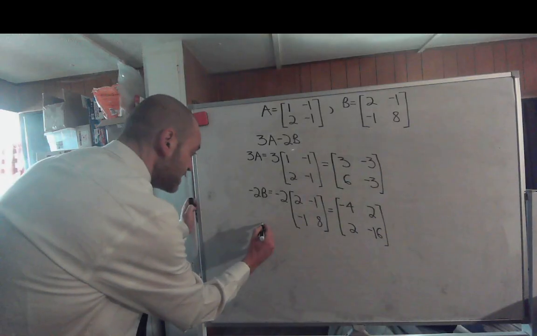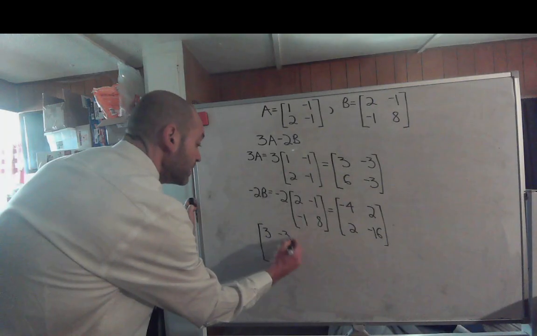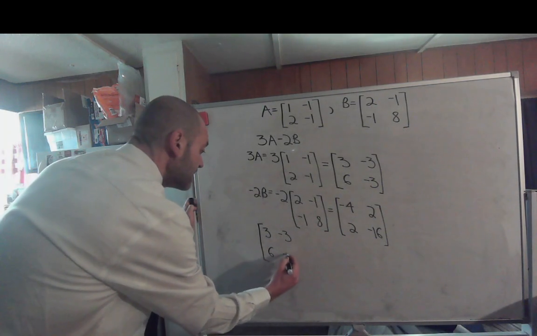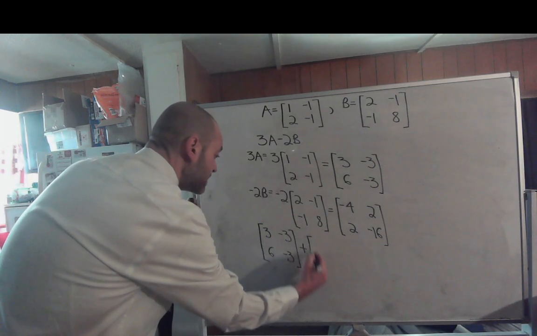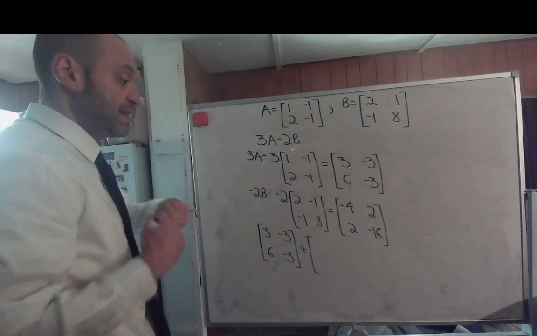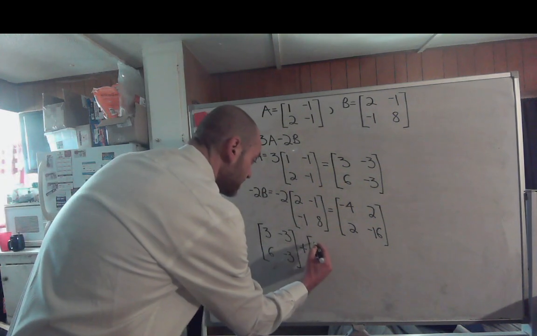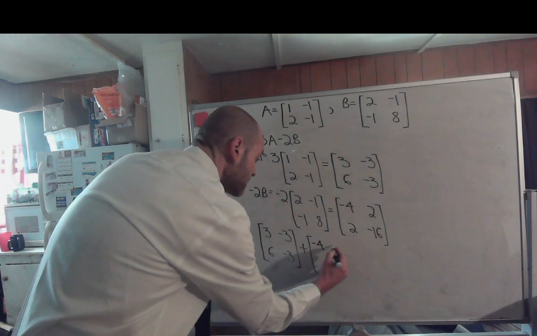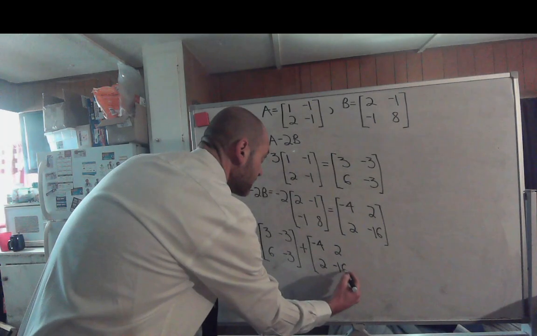So I can now take that 3, -3, 6, -3, plus, because that 3A minus 2B is really 3A plus -2B, so we just add these together. This will be plus -4, 2, 2, -16.